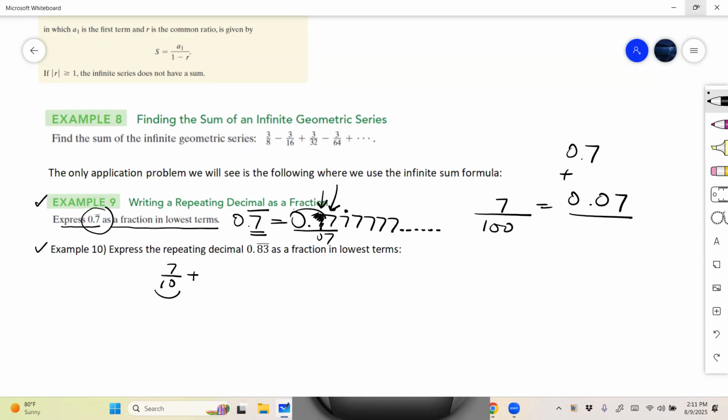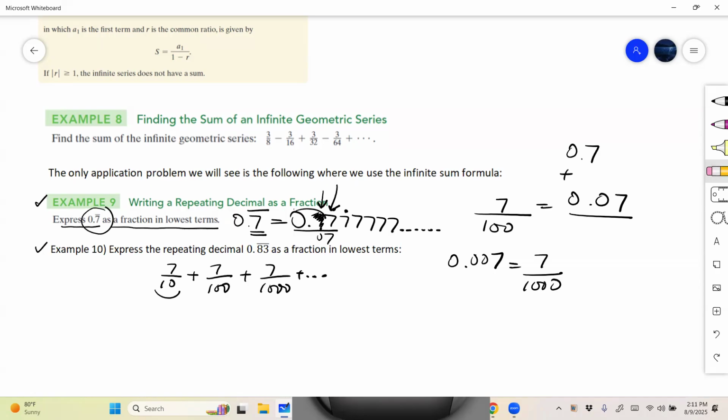And then the next digit is going to be 0.07, 0.0, another 0 here, 0.007, and this is 7 over 1,000. All right, so 7 over 100, 7 over 1,000, and so on and so forth.